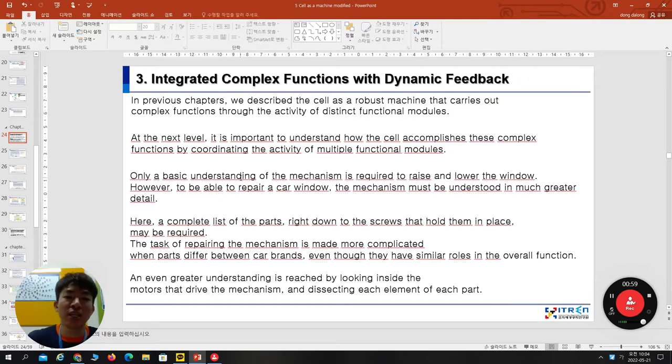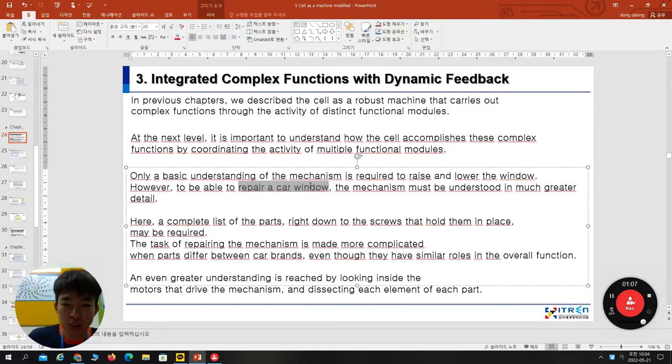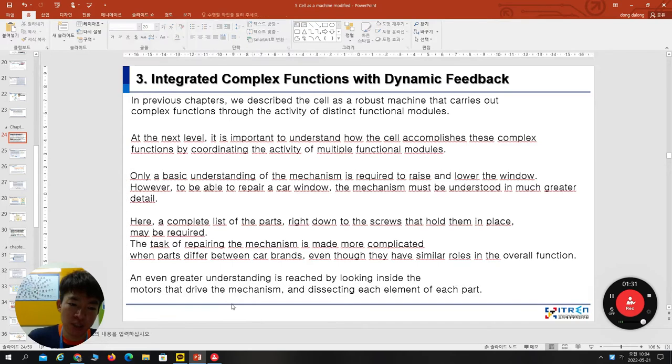Only a basic understanding of the mechanism is required to raise and lower the window. However, to be able to repair a car window, the mechanism must be understood in much greater detail. Here, a complete list of the parts, right down to the screws that hold them in place, may be required. The task of repairing the mechanism is made more complicated when parts differ between car brands, even though they have similar roles in the overall function. An even greater understanding is reached by looking inside the motors that drive the mechanism and dissecting each element of each part.